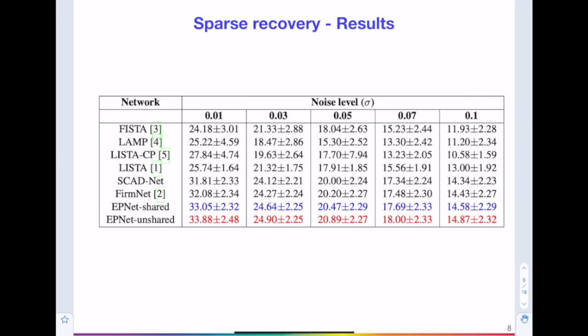As we can see, in all the noise levels, the EPNet shared and EPNet unshared are performing better than the competitive methods. Moreover, EPNet unshared is having a large margin over the other methods. And despite having the same number of parameters as the other methods, the EPNet shared is still having a margin of improvement over the competitive methods.